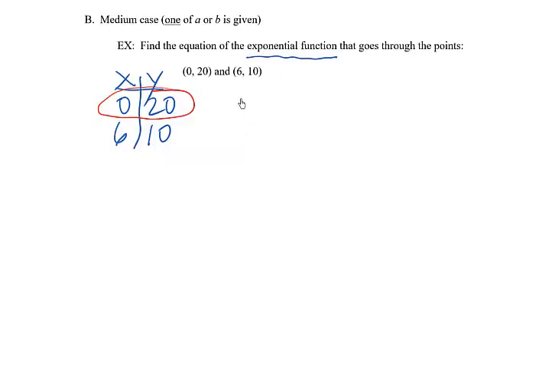Let's fill in what we do know. We do know that the final answer is going to look like this: y equals 20 times b to the x. I know the y-intercept is 20. I'm just not sure yet what the value of b is. How are we going to find it?